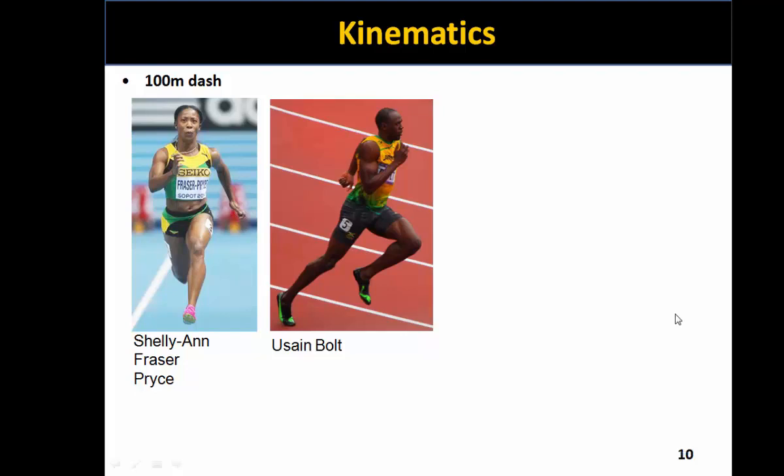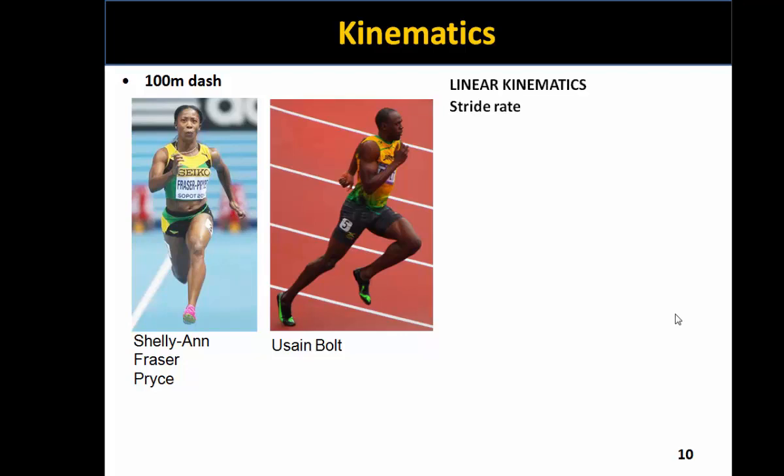In the second part of our third module on linear kinematics, we're going to take a focused examination of a sample activity, and that's the 100-meter dash, and we will focus on some of the performance numbers for two of the historically top performers in this event, Shelly-Ann Fraser-Pryce and Usain Bolt.